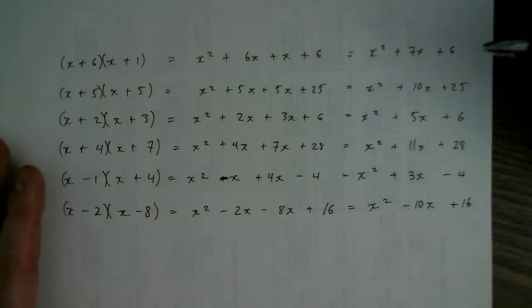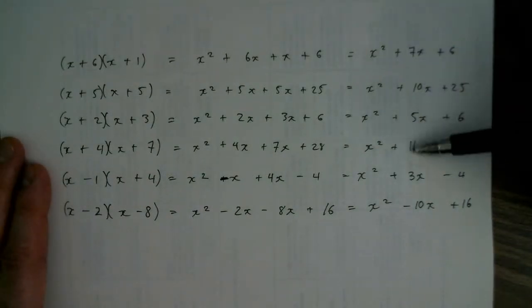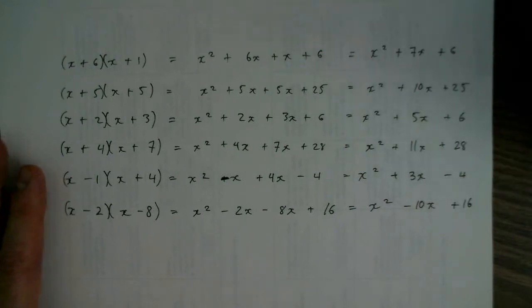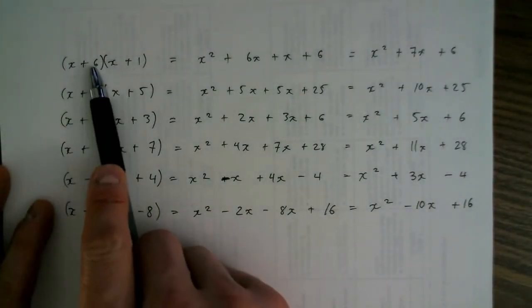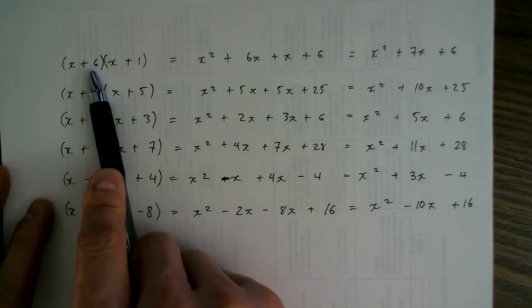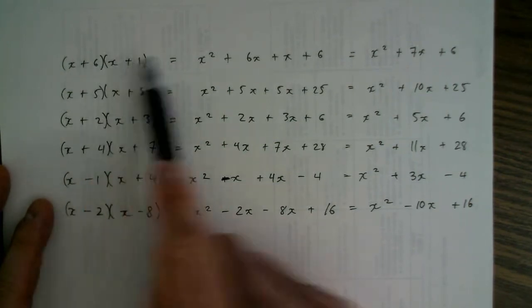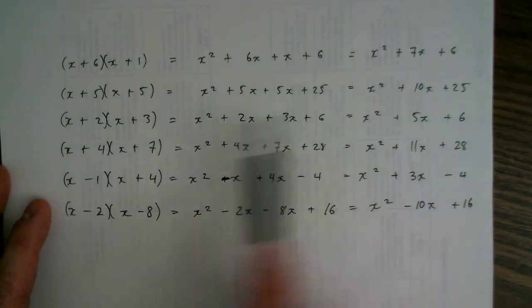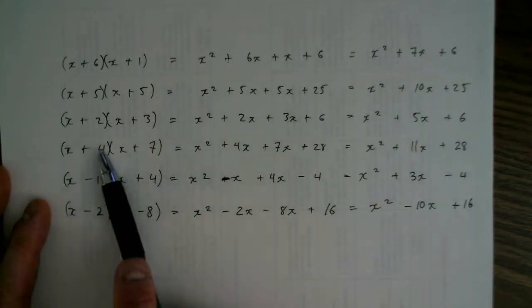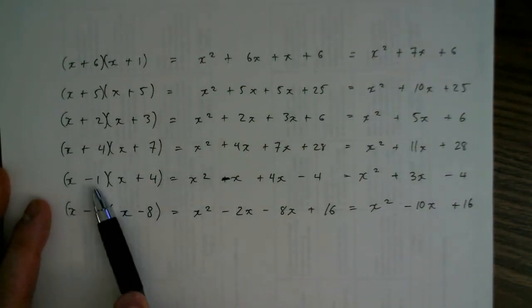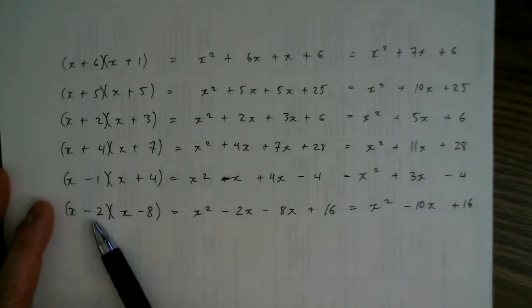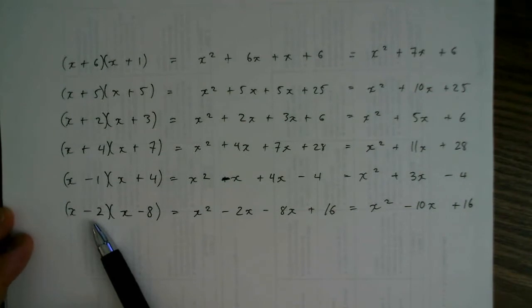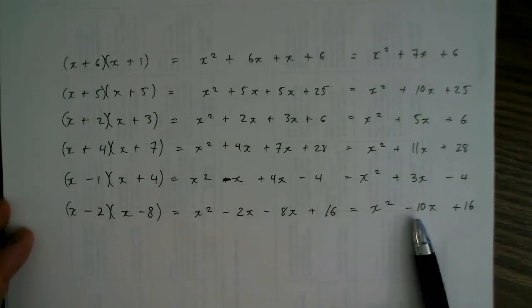Now if we look at the coefficient on the middle term, the x term, we're going to see that it is the constant terms added up here. So 6 plus 1 is 7, 5 plus 5 is 10, 2 plus 3 is 5, 4 plus 7 is 11, negative 1 plus positive 4, positive 3, minus 2 minus 8 gives us negative 10.